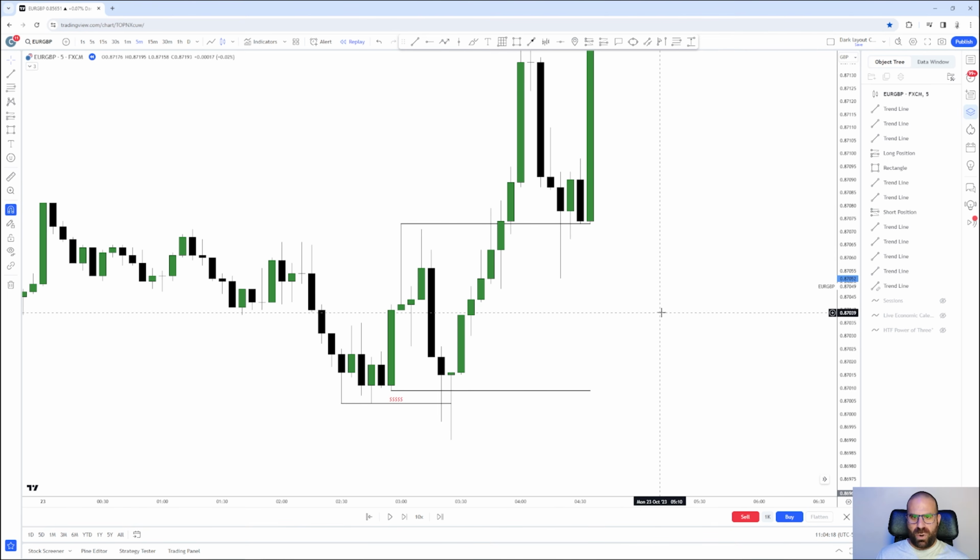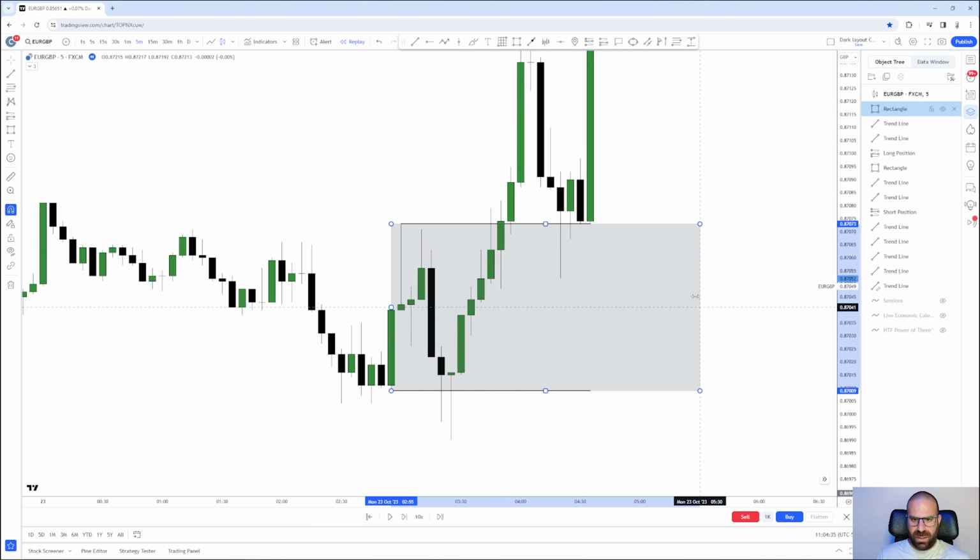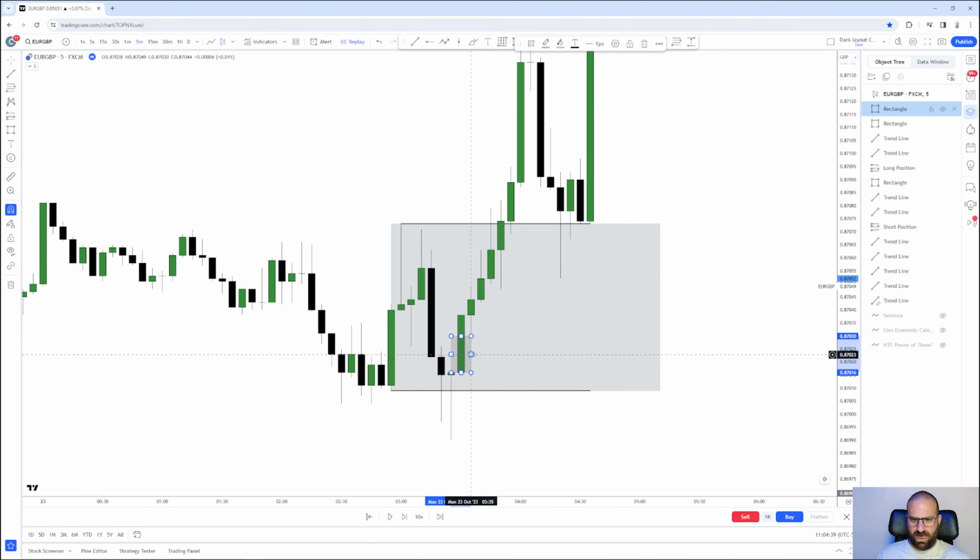and you say, do I have an overlapping fair value gap? Now on the 5-minute, you can do it on any time frame, which is untested within this area between those two lines, which is the huge breaker, which is this one right here. And you say, yes, I have a fair value gap. It is from this candlestick to this candlestick right here.